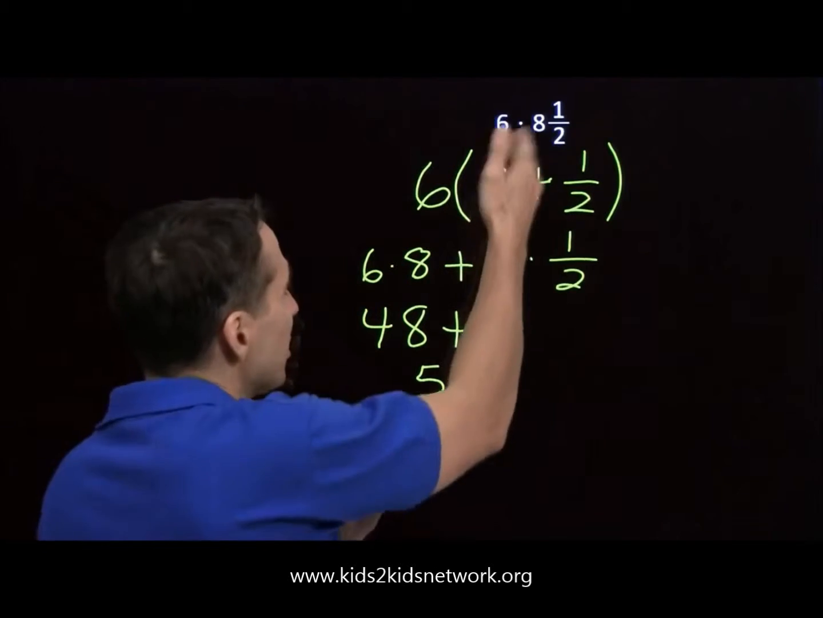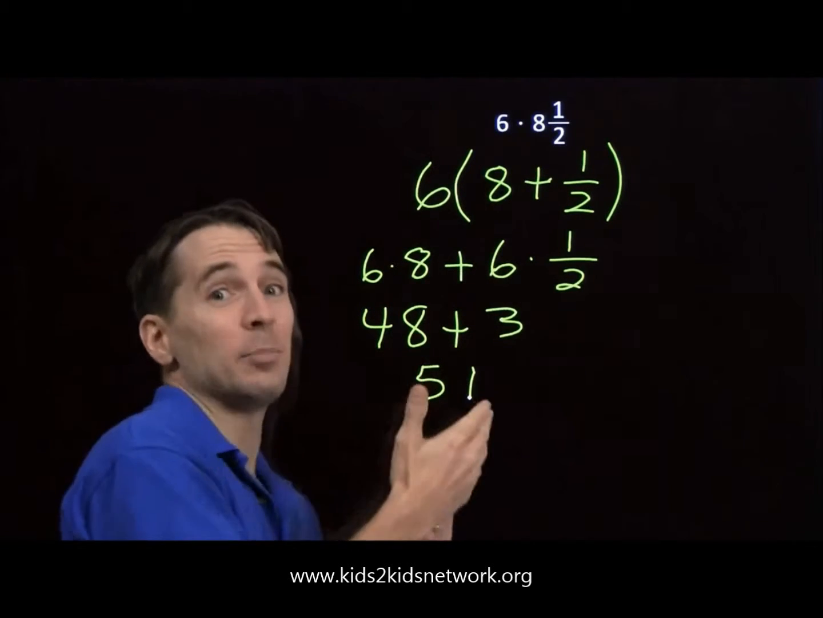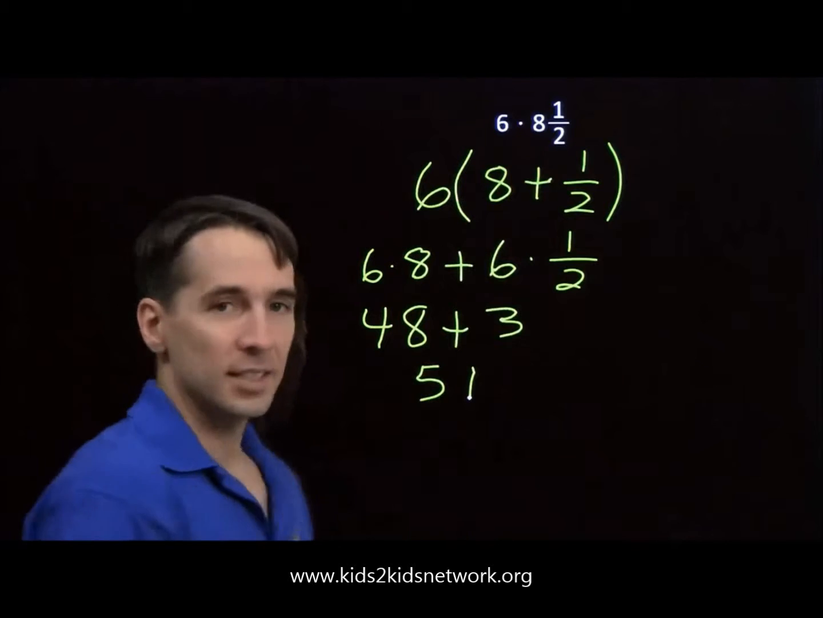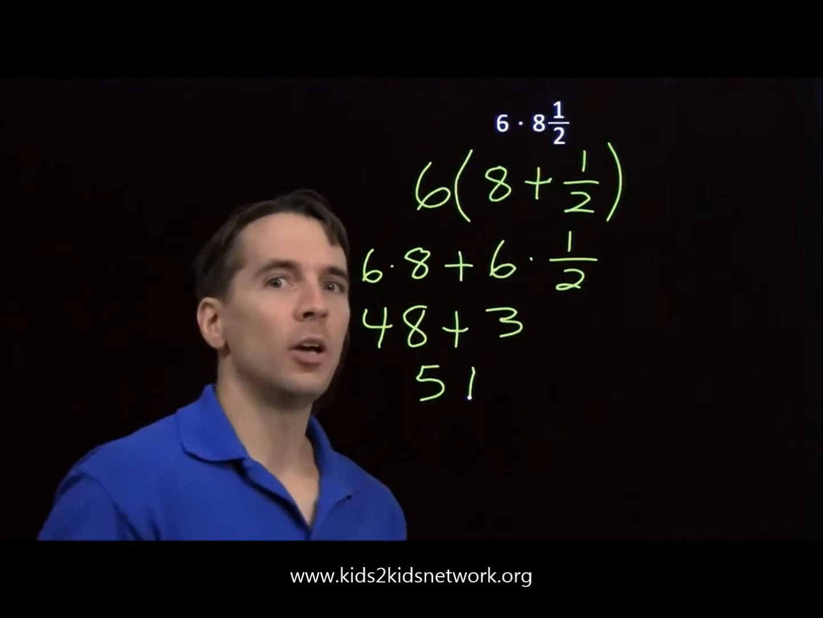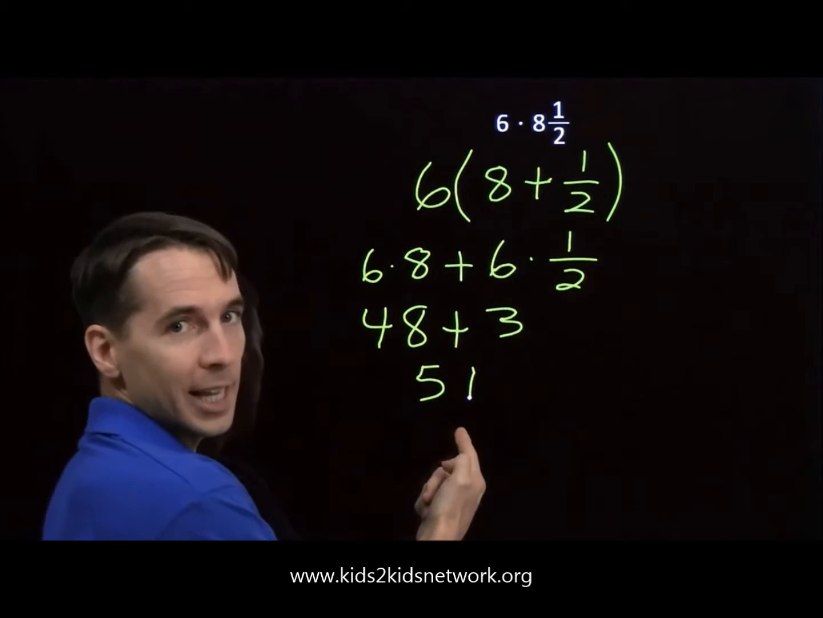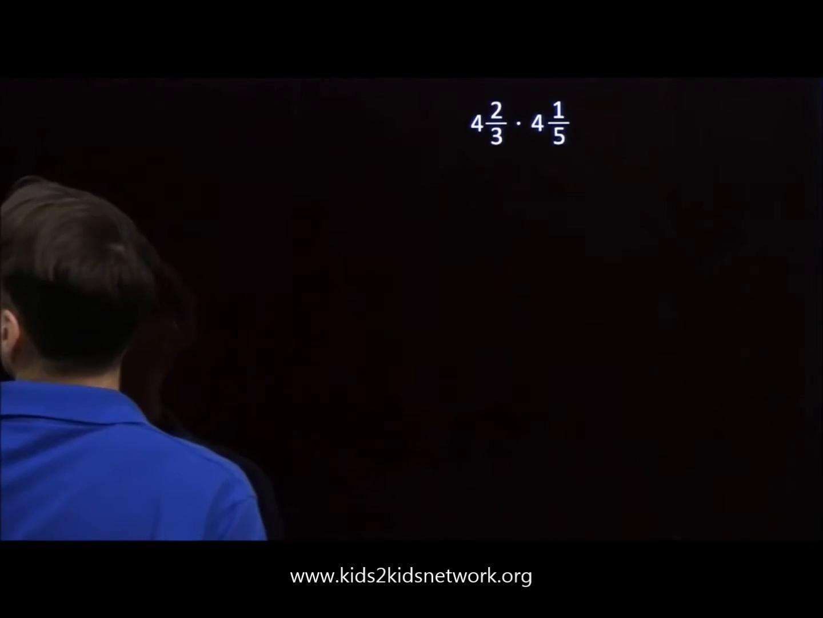That kind of makes sense, right? 6 times 8 would be 48. 6 times 9 is 54. 6 times 8.5, we expect it to be right between 48 and 54. That's 51. Now, let's try multiplying two mixed numbers.